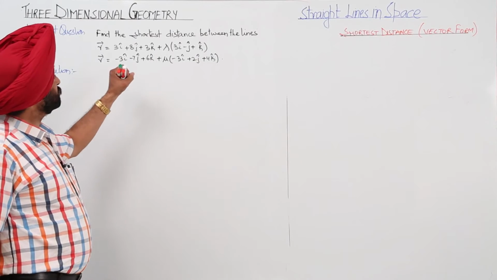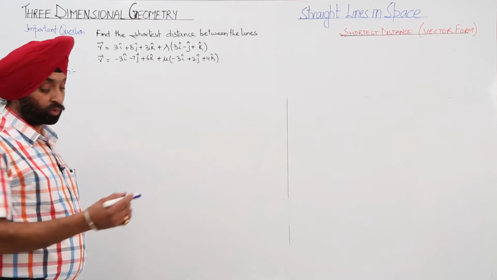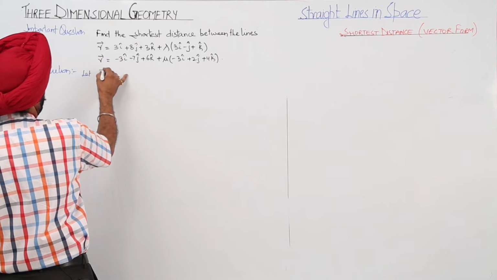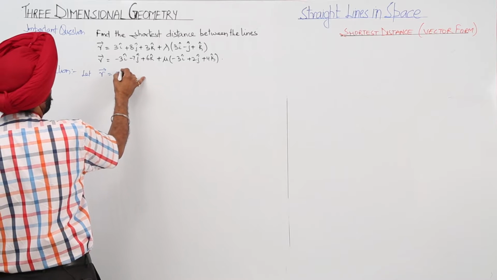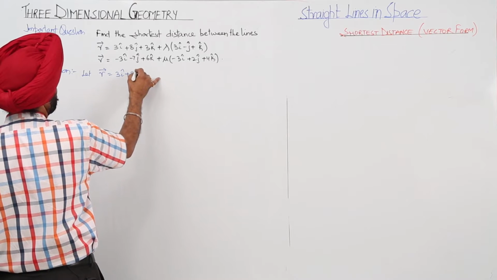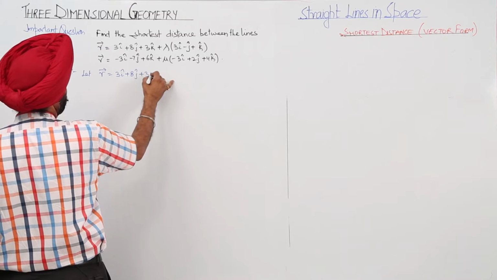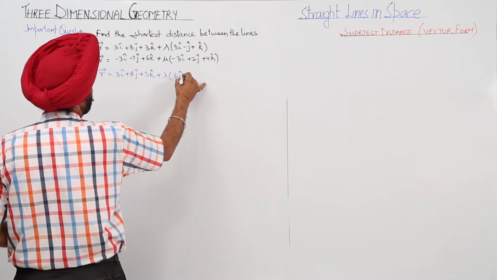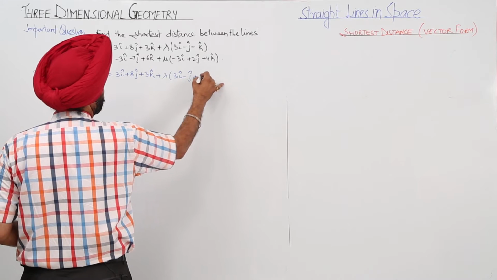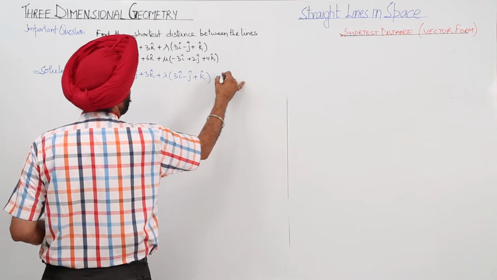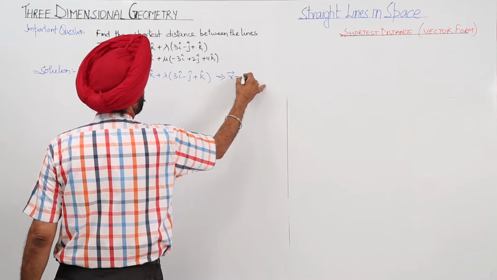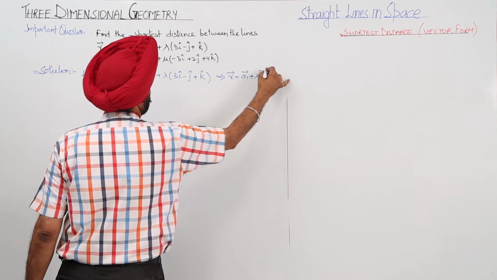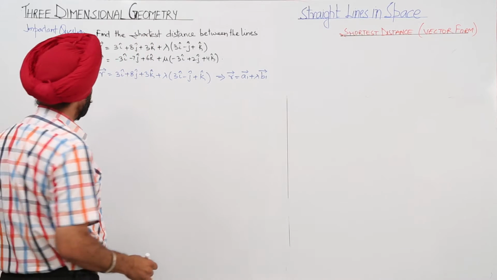Now we have to find the shortest distance between two vector equations. Now let vector r is equal to 2 i cap plus 8 j cap plus 3 k cap plus lambda times 3 i cap minus j cap plus k cap. Let's represent this by vector r is equal to vector a1 plus lambda vector b1.